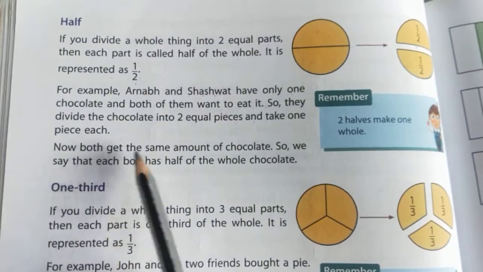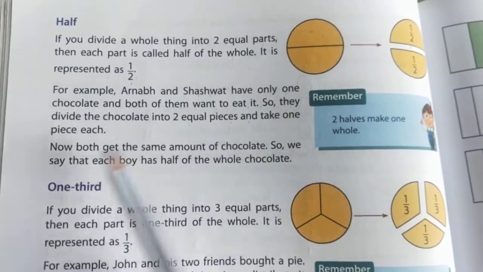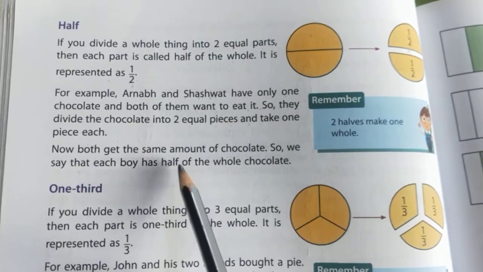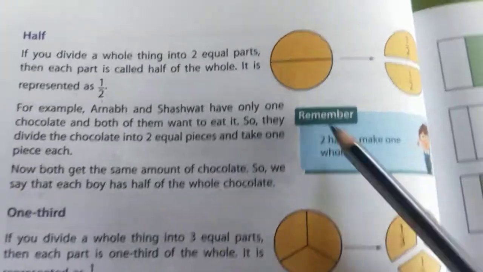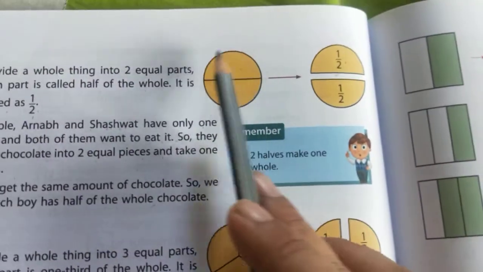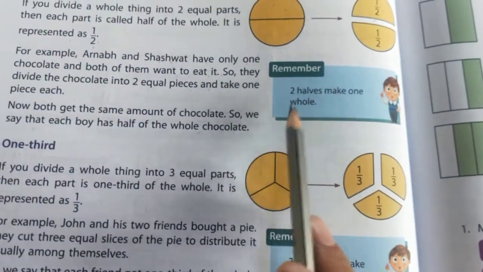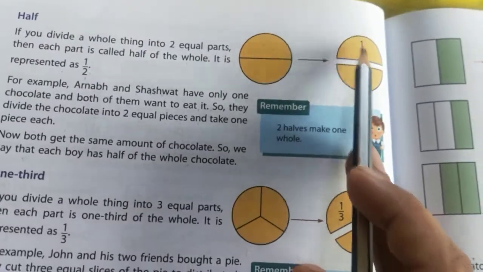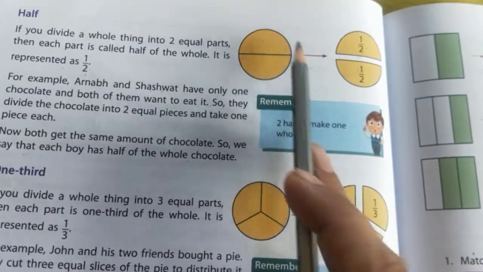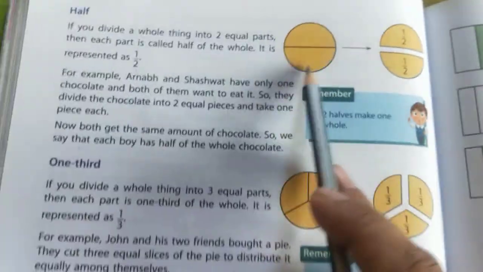Now both get the same amount of chocolate, so we say that each boy has half of the whole chocolate. Remember, two halves make one whole.